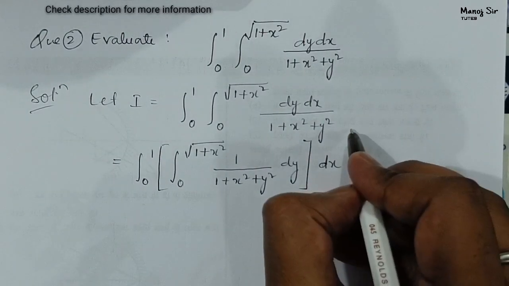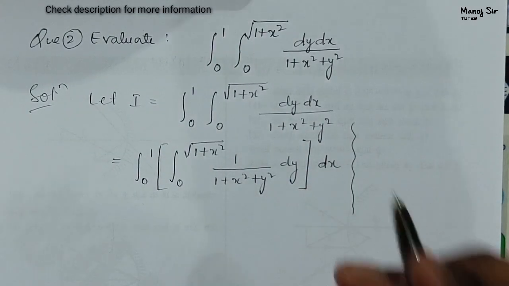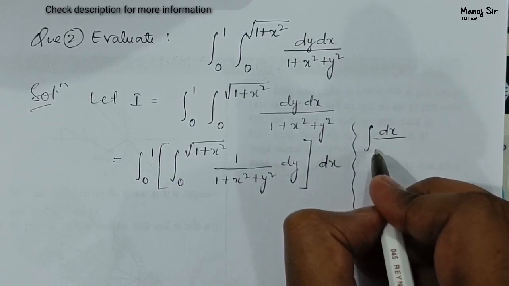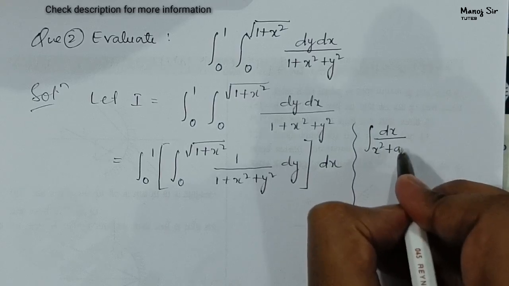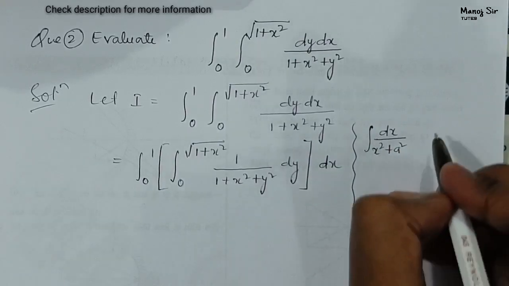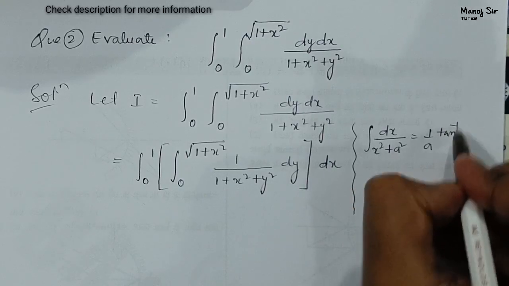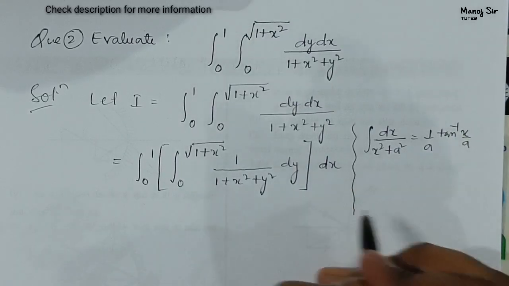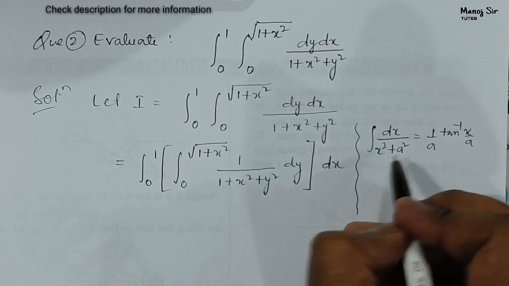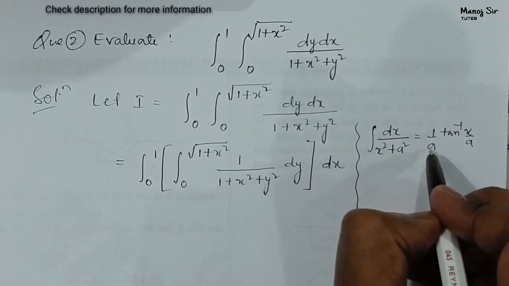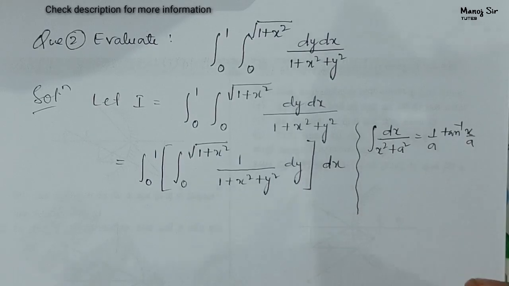Now you need to know one formula, that is integration dx upon x square plus a square. The formula is 1 upon a tan inverse of x upon a. This is the formula that we need to use here: integration dx upon x square plus a square equals 1 upon a tan inverse of x upon a.